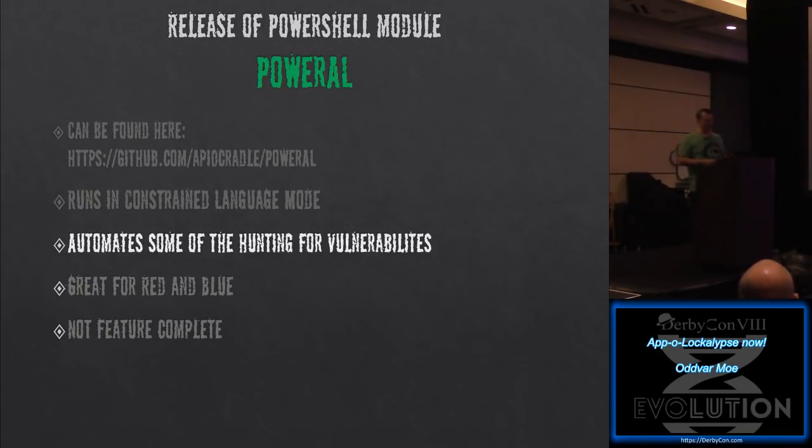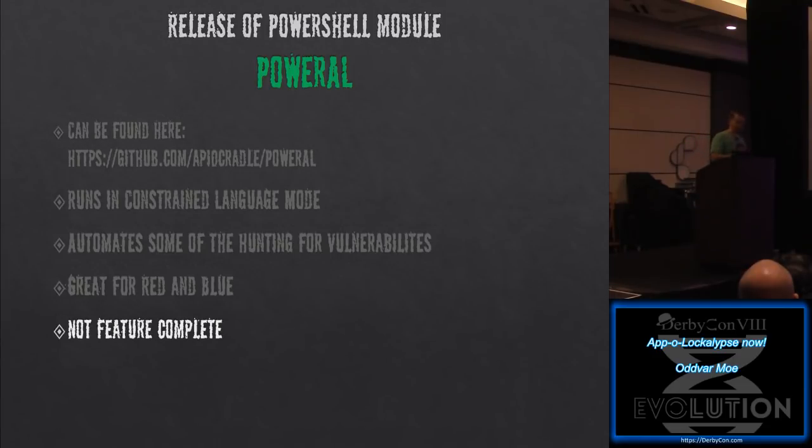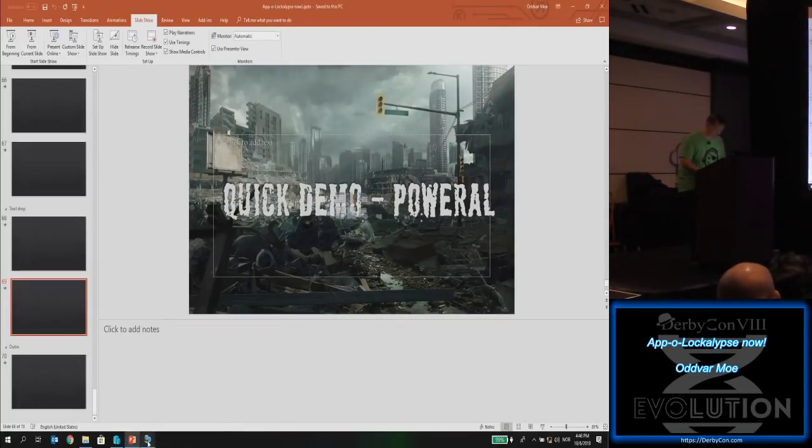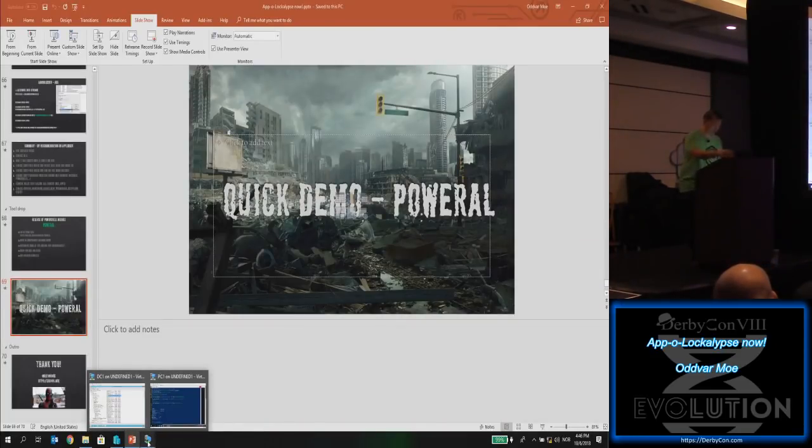So it automates a lot of the hunting for the vulnerabilities. I think it's good for both red and blue. And please note that it's not feature complete yet. It's still in progress, but at least I have something to show. So let me quickly demo it for you. I still have some minutes left. Four? Cool.